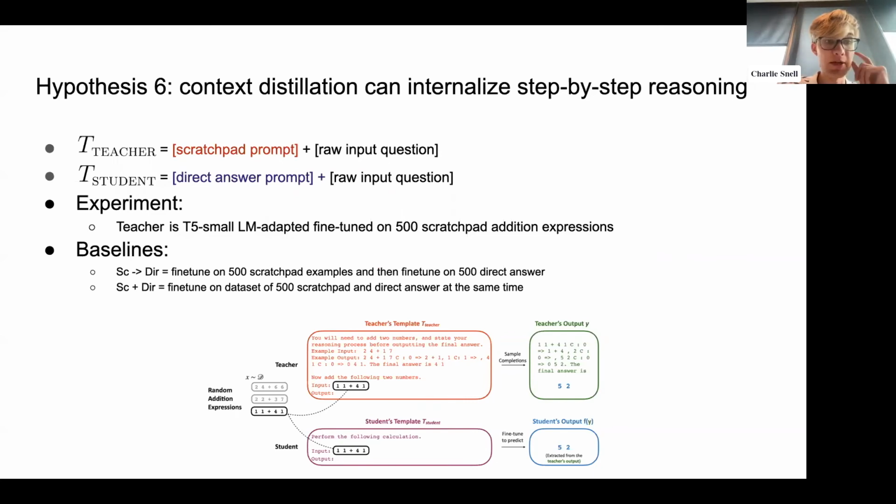And we compared to 2 baselines. One is this transfer learning baseline, where we fine-tune on 500 scratchpad examples and then fine-tune on the direct answer, to directly answer from those 500 examples. So this is testing whether first learning scratchpad from these 500 examples would help it skip to being able to directly answer. And then there's also this multitask baseline of doing both tasks, essentially, direct answer and scratchpad.